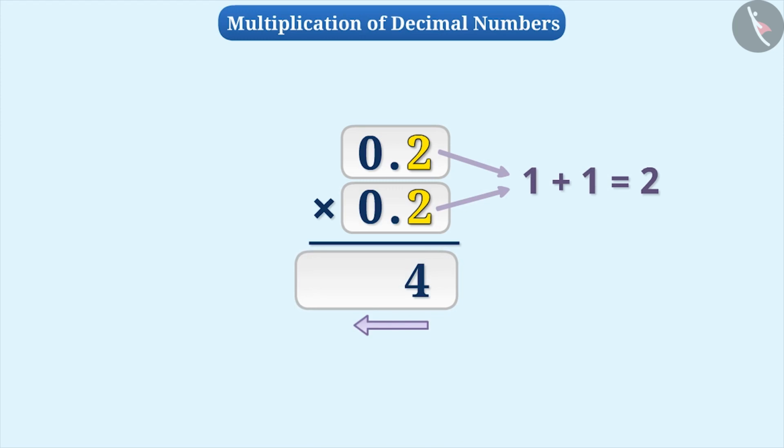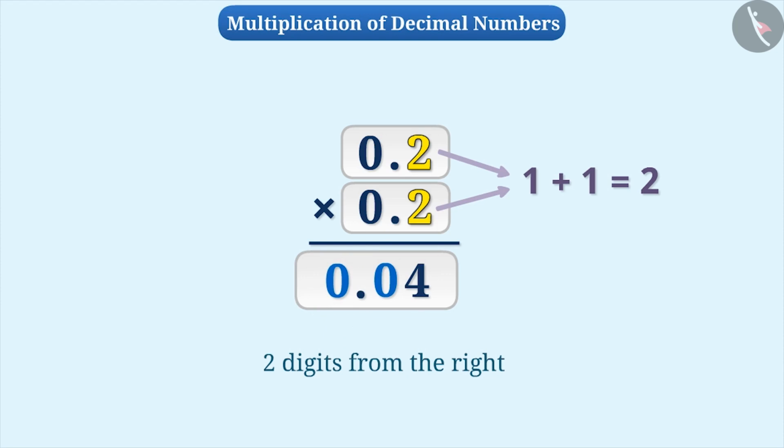Can you tell me where to place the decimal point here? Think for a while. Let me tell you. We have to keep the decimal point 2 digits from right, but there is no number to the left of 4. So, we will make use of placeholder 0 here. Then, we will place the decimal point on the left side of this 0. Since there is no whole number here, we will place 0 to the left side of the decimal point. Therefore, the answer obtained is 0.04.